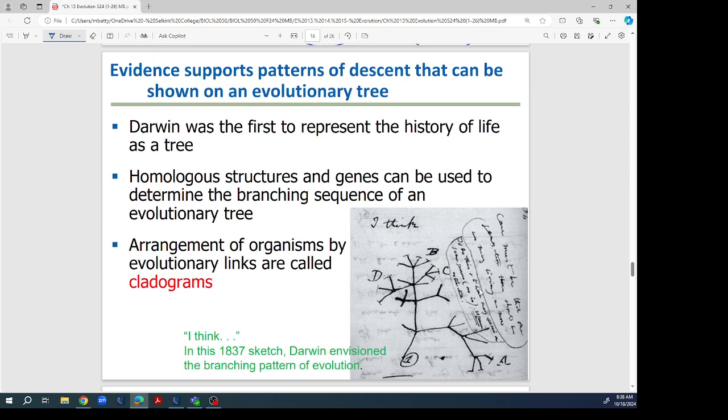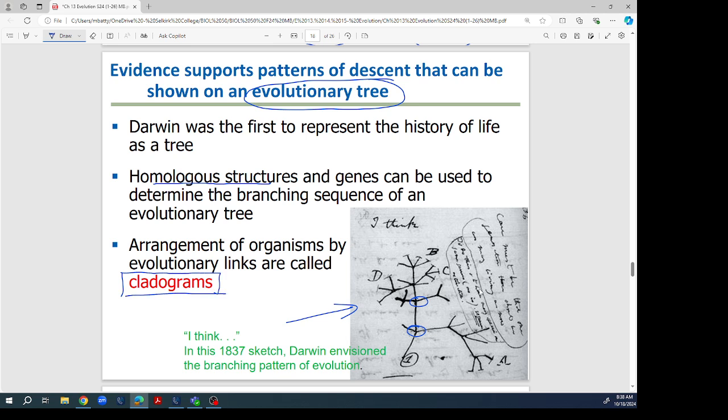So basically, all of this evidence, Darwin argues, suggests patterns of descent that can be shown in an evolutionary tree. And so this idea of a tree, or this branching story in evolution, is captured in one of Darwin's notebooks in a sketch that he titled I Think. And so here you can see this kind of evolutionary tree, this tree of life, where the branches of the tree are homologous structures that show the link between these different organisms. The fancy word for these evolutionary trees is cladograms.